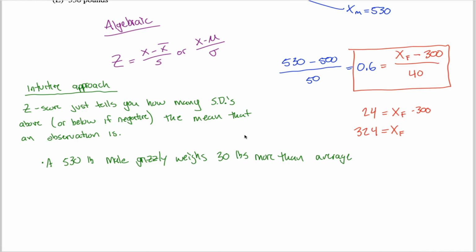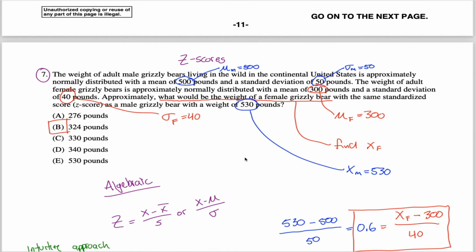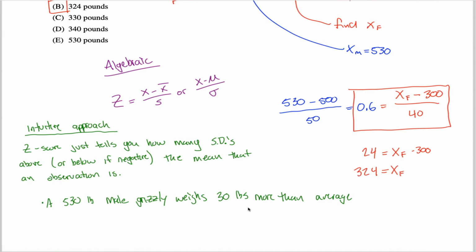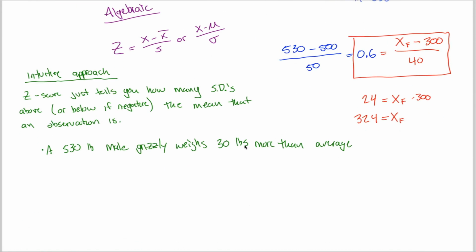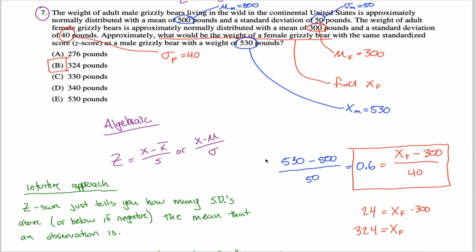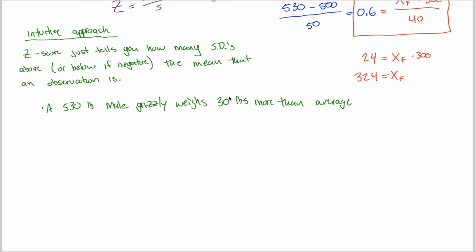Unfortunately, it's not quite that easy. And the reason why is because the weights of female grizzly bears don't vary as much as the weights of male grizzly bears. So it's not enough to just figure out how much more than average this bear weighs. What you need to figure out is how many standard deviations more than average this bear weighs. So recalling that the standard deviation for males is 50, 30 pounds is a little less than one standard deviation.